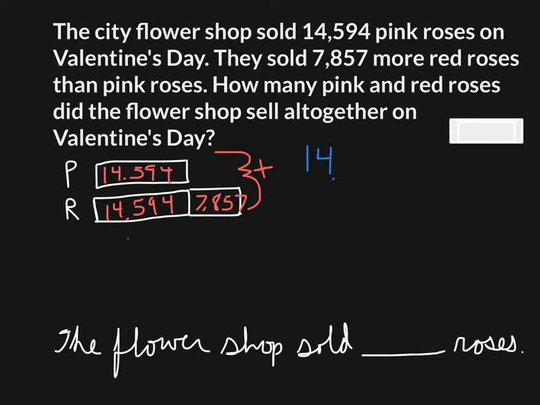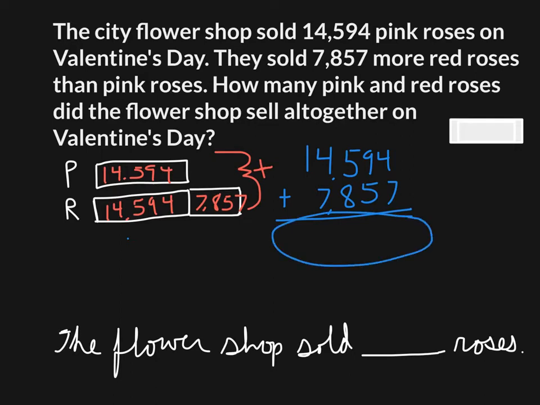So I'm going to rewrite this 14,594 plus 7,857, and then I can add it up. I want you to go ahead and figure out how many red roses were sold altogether. Hopefully you got the answer, 22,451. So now I know that these two boxes together, the total number of red roses was 22,451.